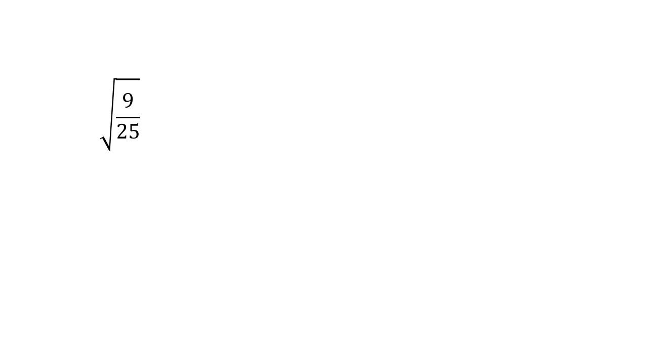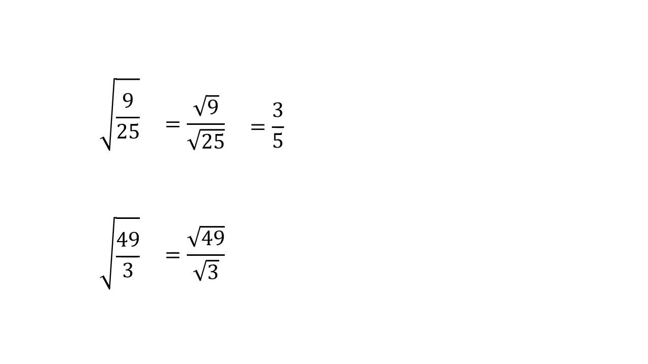As I said, we split the radicals for the numerator and for the denominator. Well, 9 is a perfect square, it's 3, and 25 also is a perfect square, which is 5. So the answer is 3 over 5. Now, a big radical 49 over 3. Remember to split the radicals for the numerator and for the denominator. So it's radical 49 over radical 3.